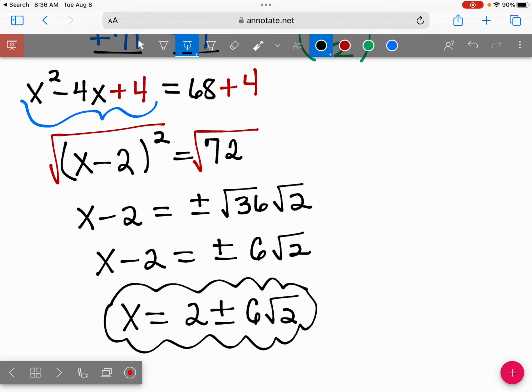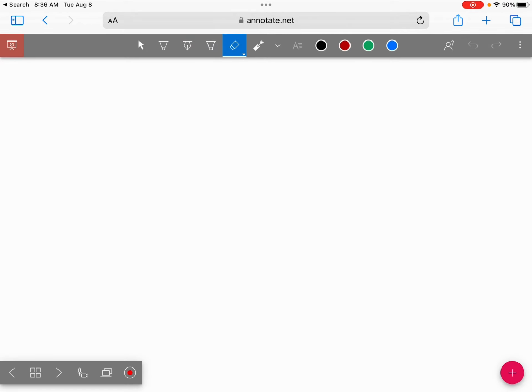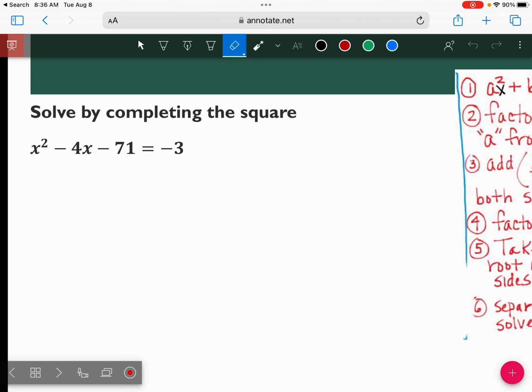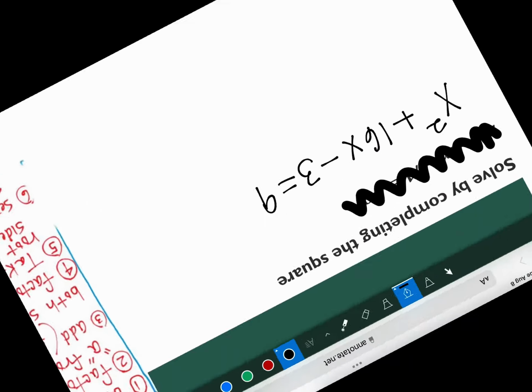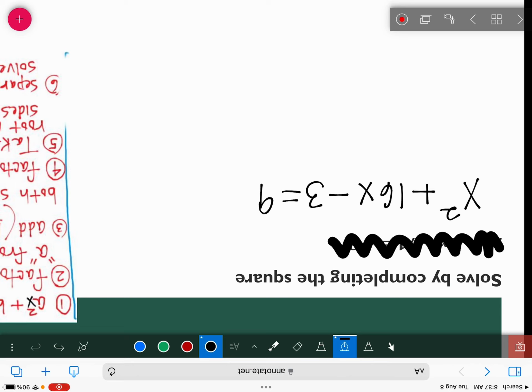All right, so let me clear this out. All right, so what I want you all to do is we have X squared plus 16X minus 3 equals 9. So take a minute and see if you can get the answer. When you get the answer, raise your hand and I will tell you if I agree.